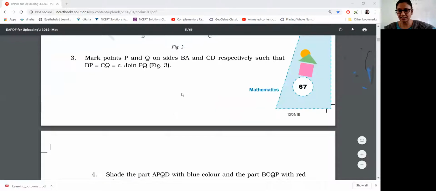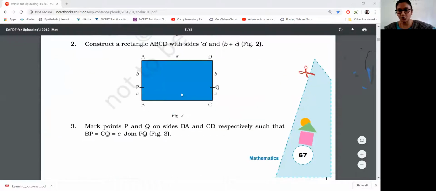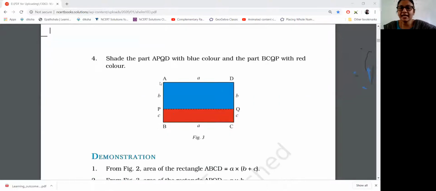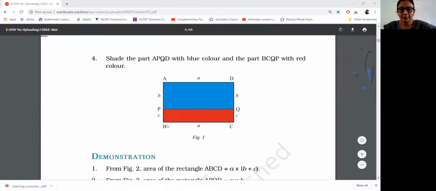See, this is the original rectangle. After you join your P and Q, the whole big rectangle is divided into 2 smaller rectangles. You can color it or shade it in 2 different colors. All right. This is showing you that the entire area of the bigger rectangle A, B, C, D will be equal to the area of blue rectangle plus the area of the red rectangle.